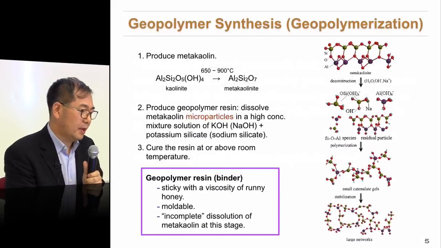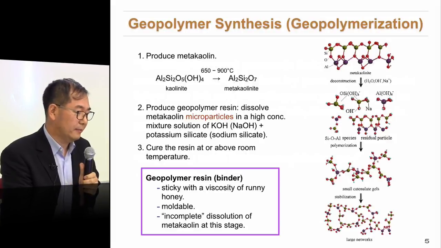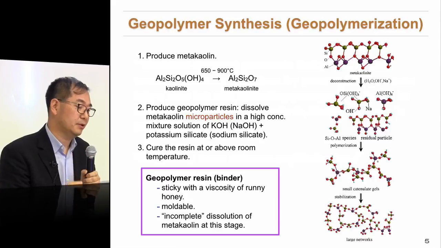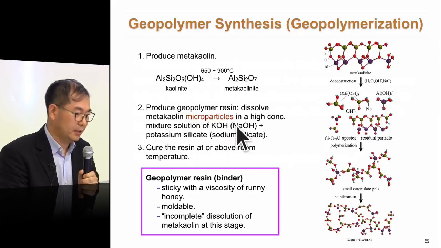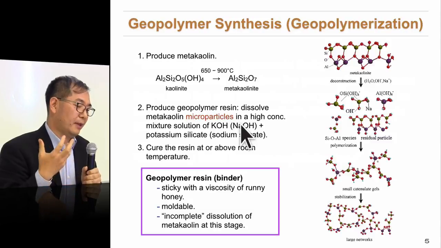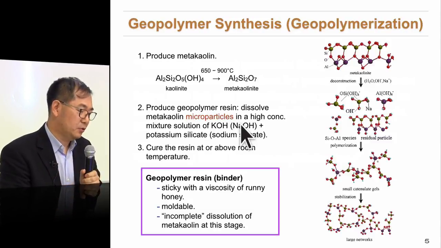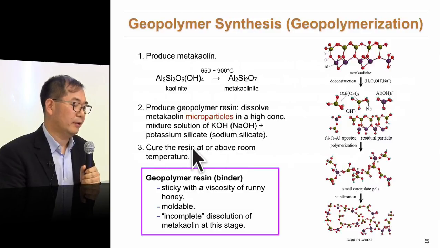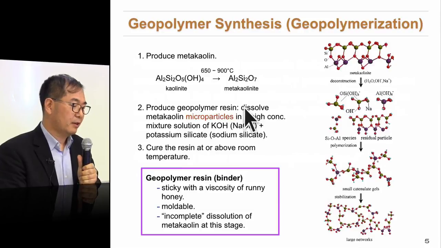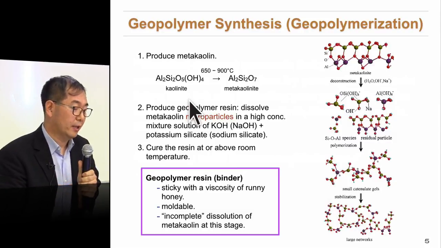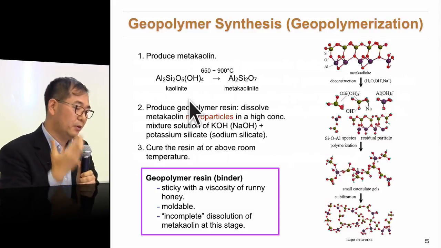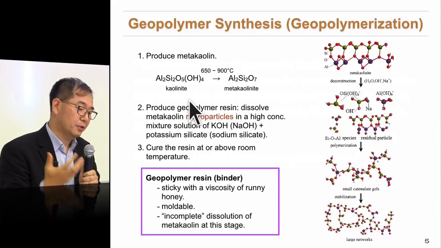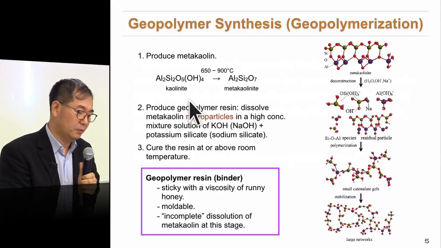So everybody knows this. We start with metakaolin. We produce metakaolin, and then we dissolve this in the mixture of potassium hydroxide or sodium hydroxide, potassium silicate, sodium silicate, to generate a geopolymer resin, and then we cure this geopolymer resin at room temperature or above room temperature. Important, the keyword here is microparticles. We are using microparticles of metakaolin. We dissolve this. This is a chemical process, and there will be polycondensation of these aluminosilicate materials, the dissolved species, to form the geopolymer network structure.